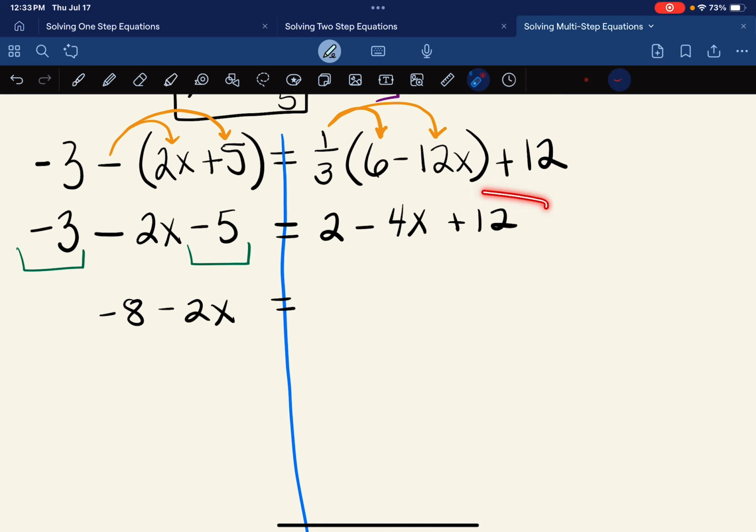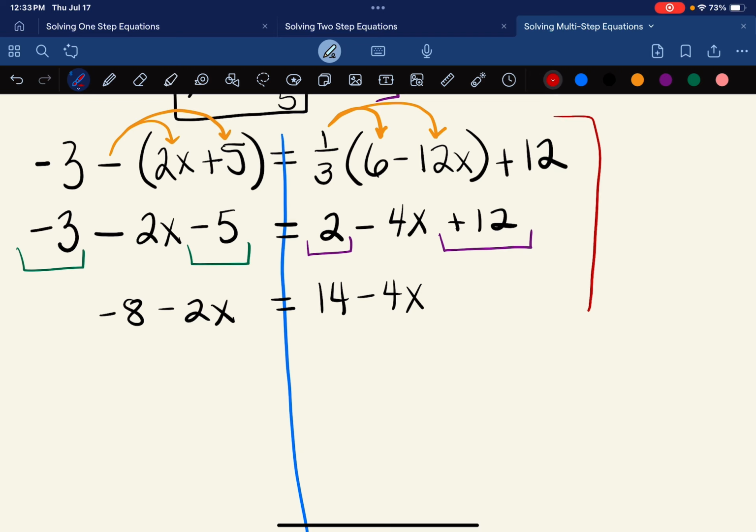And now the right side of my equation also has two constant terms. I have this 2 here and our plus 12. So 2 plus 12 is going to give us 14, and we have our minus 4x. So that was all step 1. We simplified both sides of our equation as much as we possibly could.